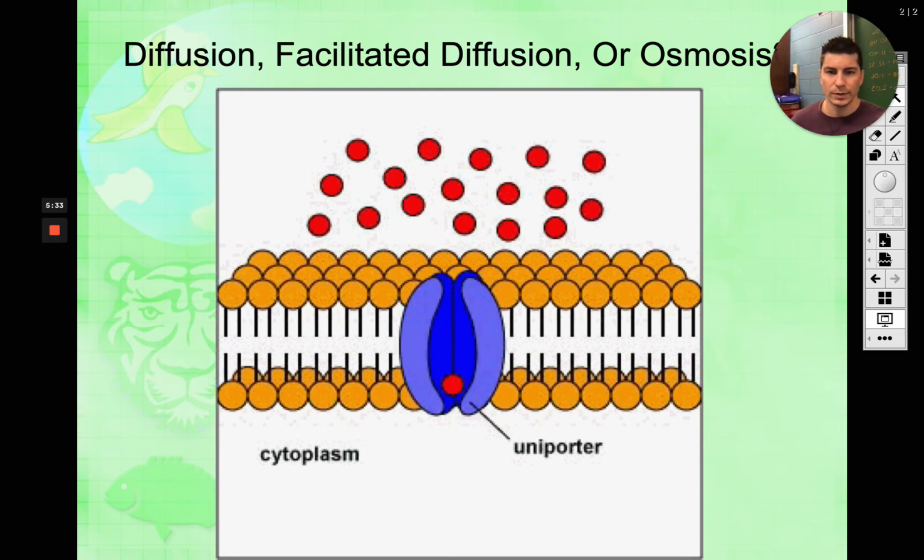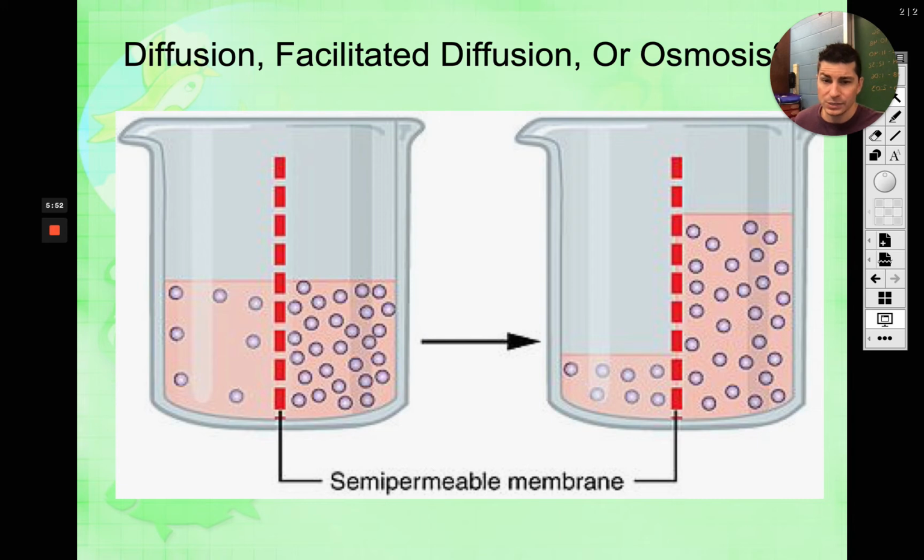If you look here, we are moving through a protein. In this example, it's a carrier protein because it's opening and closing, right? This one would be facilitated diffusion because it is moving through that protein from one side to the other, okay? This one, if you see the water level dropped, this one would be osmosis, okay?